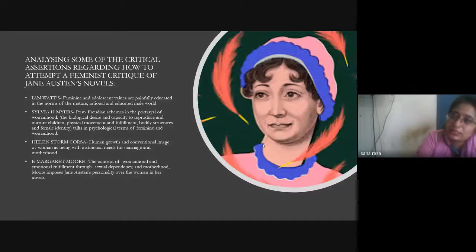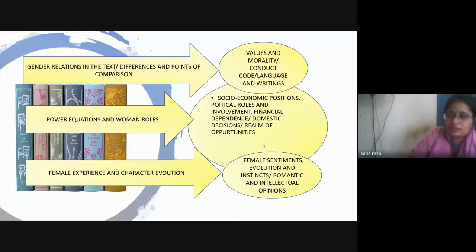Now, this is how you should attempt a feminist critique of any text. You have to take three points into consideration. The first will be gender relations in the text. You have to see what roles men and women perform, how they conduct themselves, what their differences are, what values are associated with men, and what is associated with women. You'll be able to gather a lot of differences, points of similarity or points of comparison, and then you proceed with gender relations.